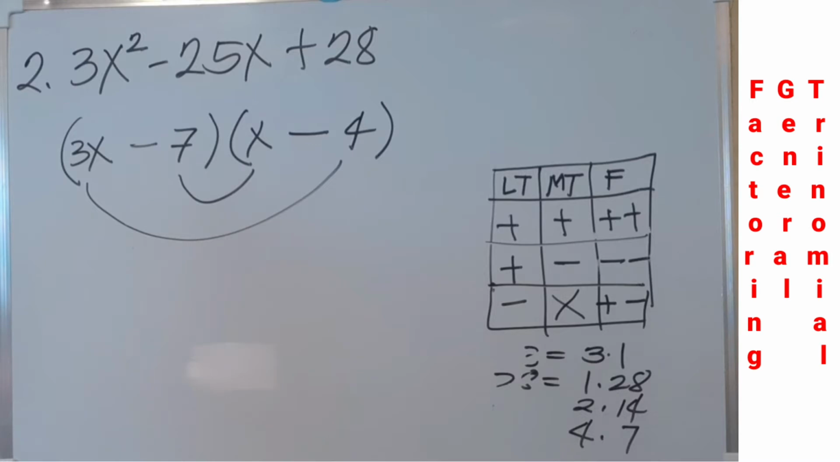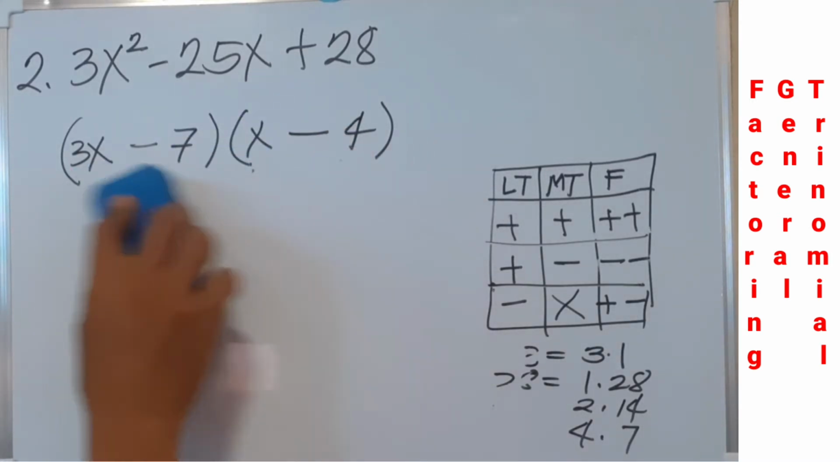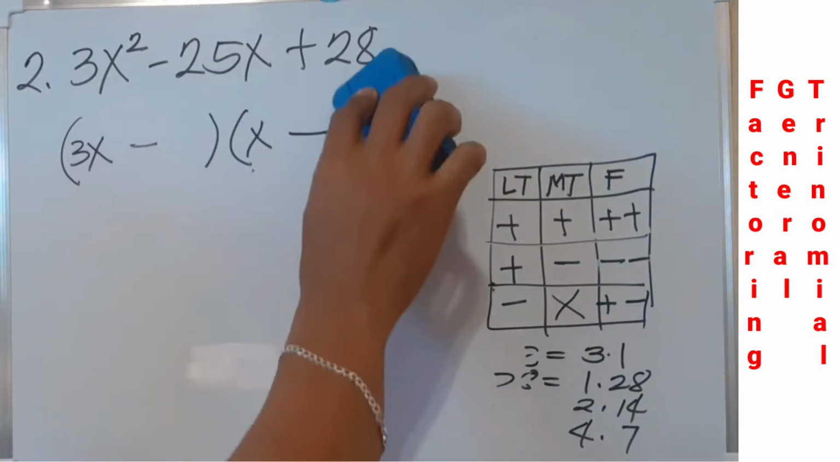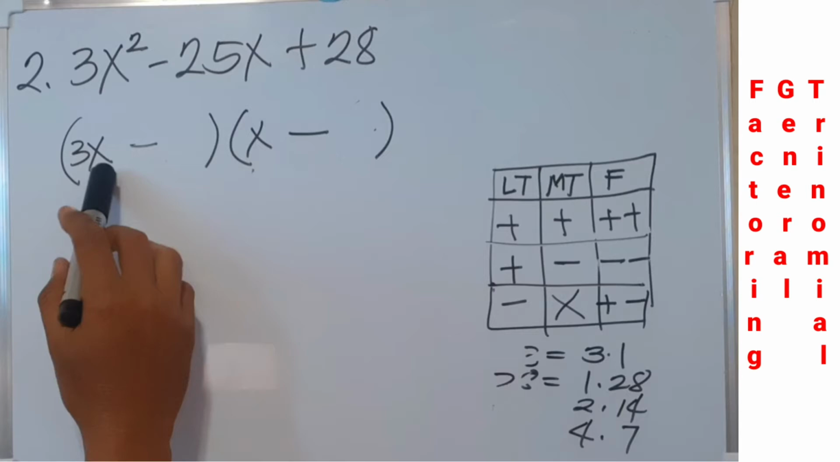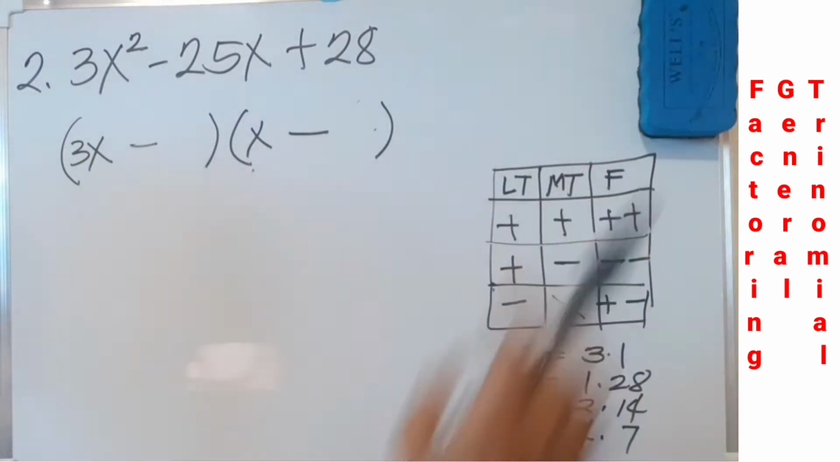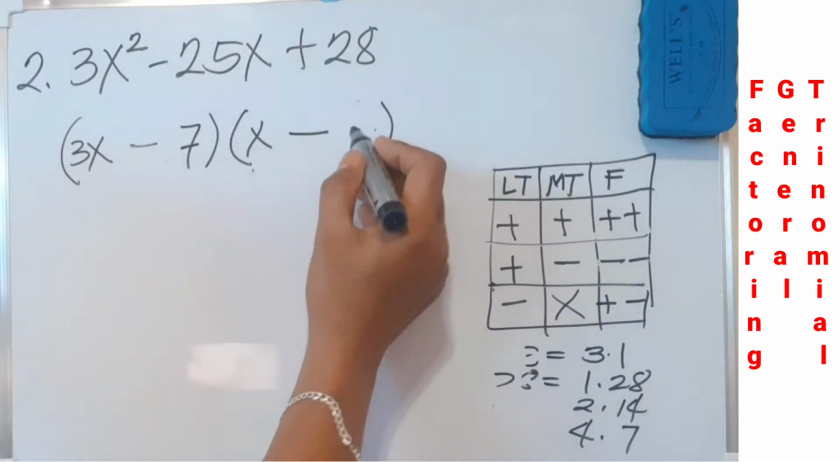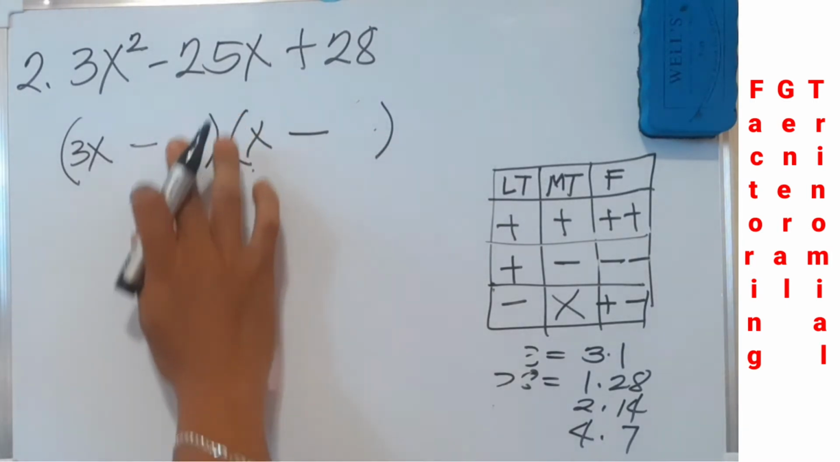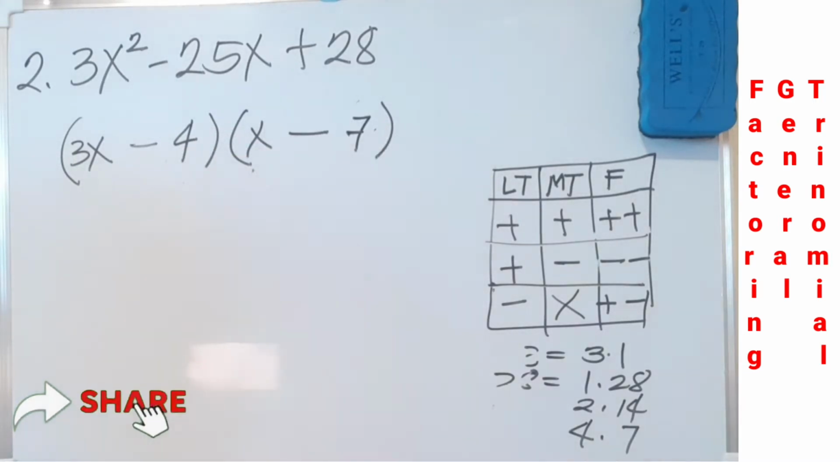So, next, we can interchange 4 and 7 just because the two values here are not the same. So we can interchange. This will become 7 and this will become 4, this will become 7.